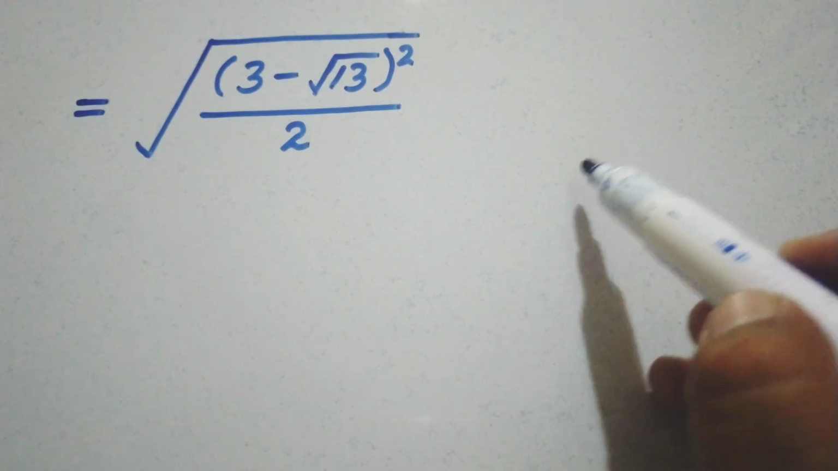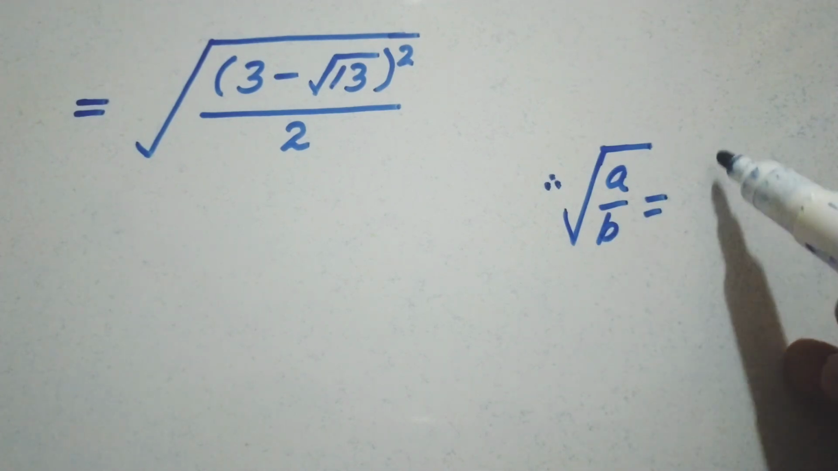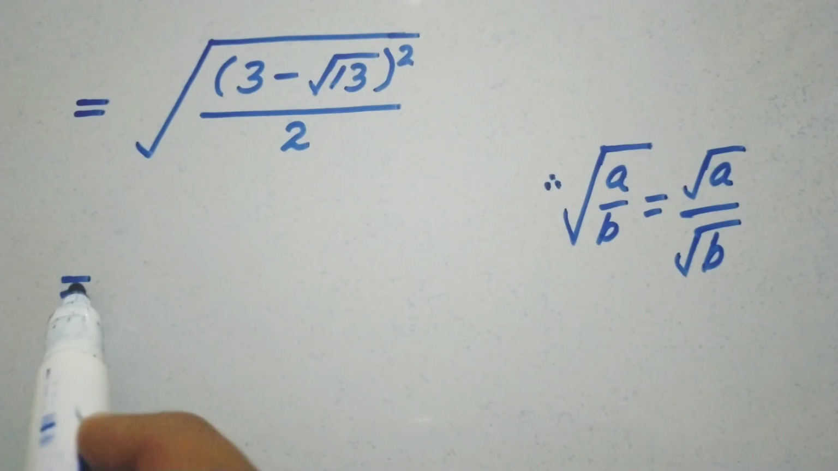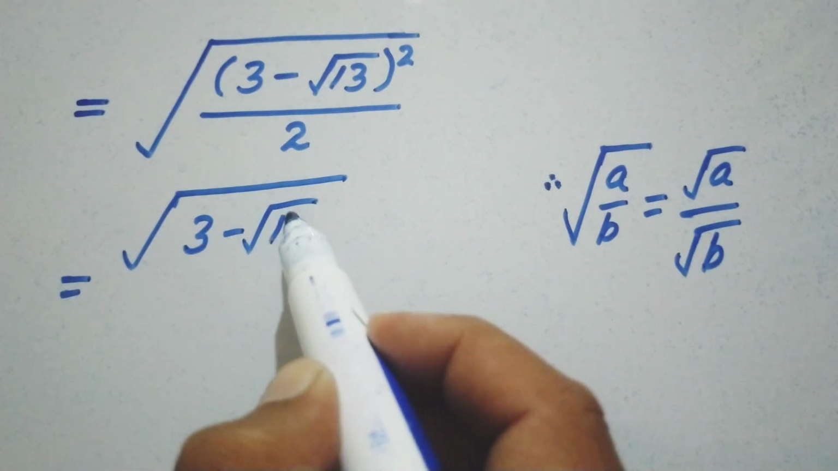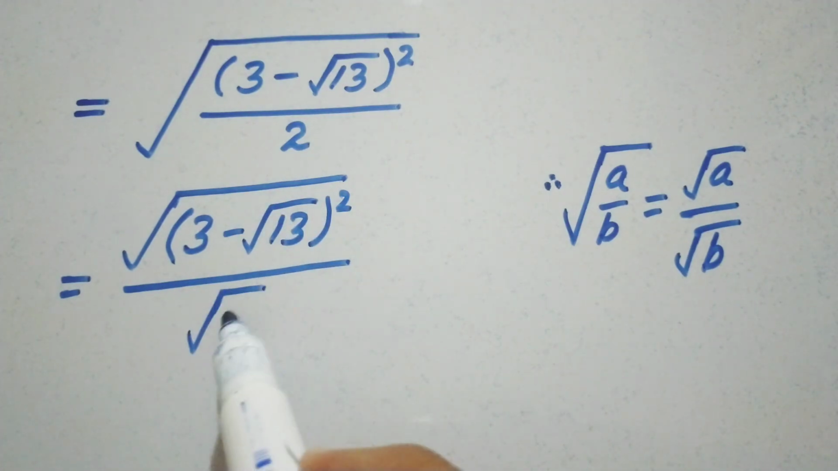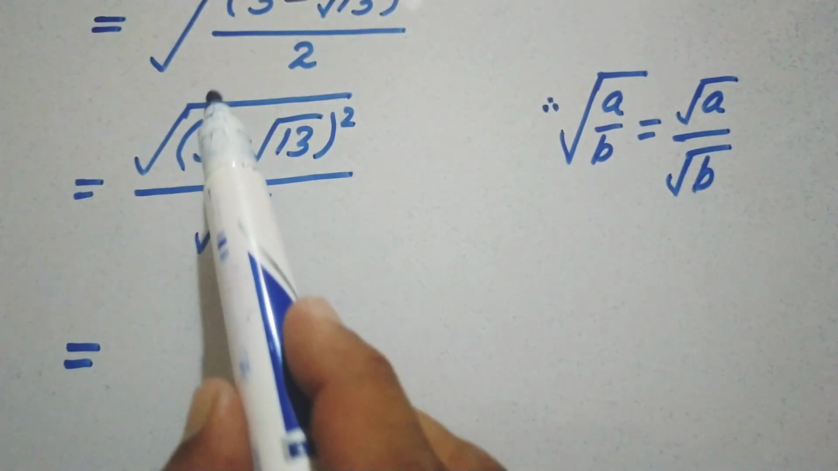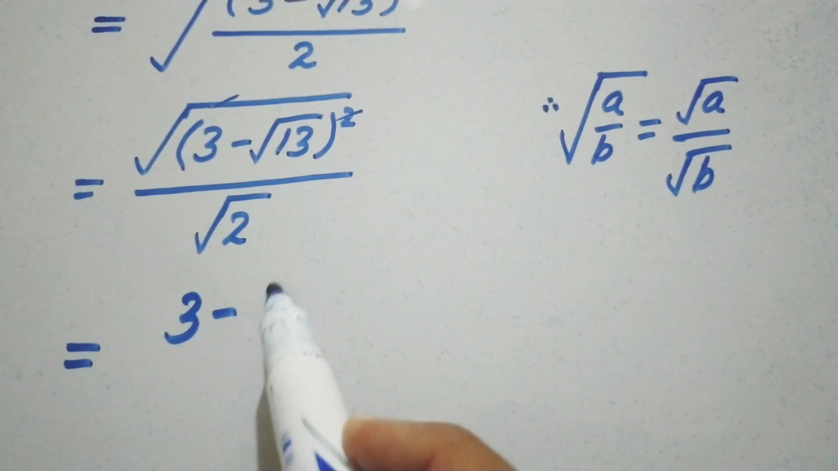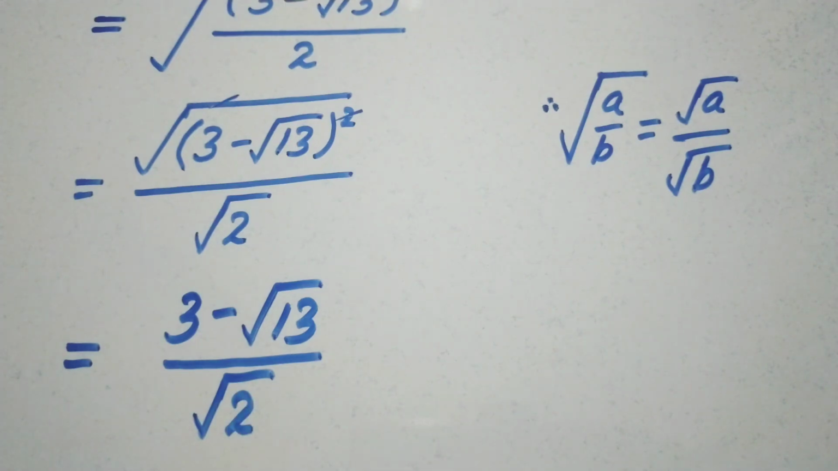Now by using an algebraic property, that if we have square root of a divided by b, then this is equal to square root of a divided by square root of b. Using this property, this will become square root of 3 minus square root 13 whole squared divided by square root of 2. And this is equal to, the square root and square cancel out each other, and we are left with 3 minus square root 13 divided by square root of 2.